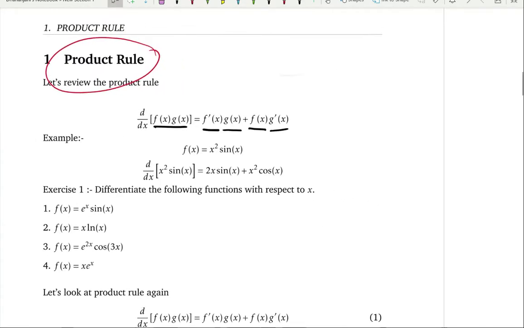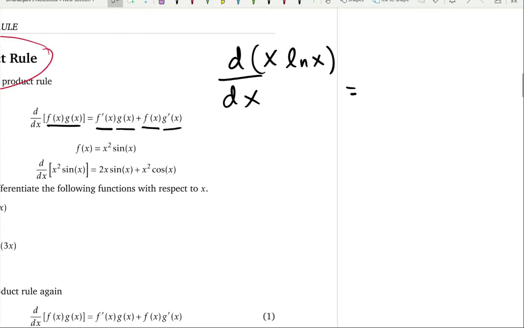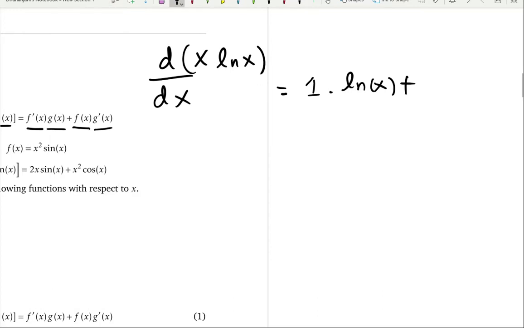So let's do an example. Let's say you want to differentiate x times natural log x. Okay, so what you do is first you differentiate x, that is f, right? So derivative of x is 1. Now keep g unchanged, which is natural log x, plus now keep f unchanged, x. Now take the derivative of natural log x, which is 1 over x. Now let's simplify here. X cancel out, so 1 times natural log x is natural log x, plus here it's just 1, so this is the answer.